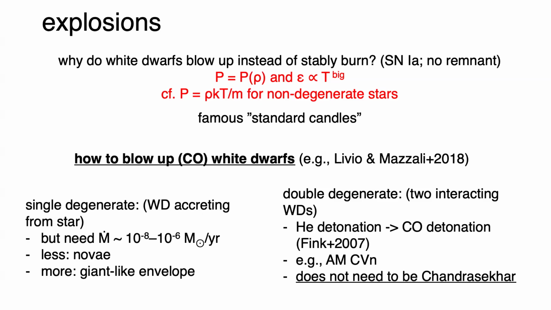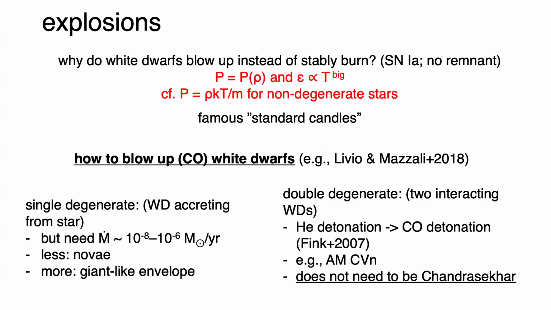The other scenario is double degenerates, which is basically two interacting white dwarfs. I mentioned there's some layer of helium on top of the white dwarf, and there are many scenarios where one white dwarf transfers mass into the other. The helium blows up first and sends a shock wave into the CO, and then the CO blows up.